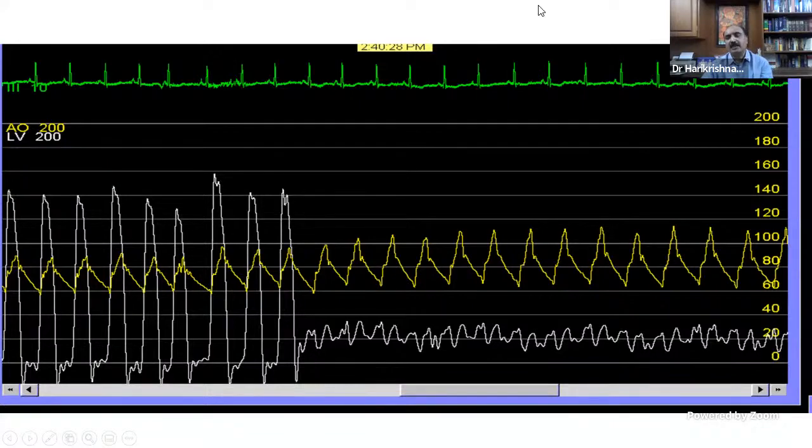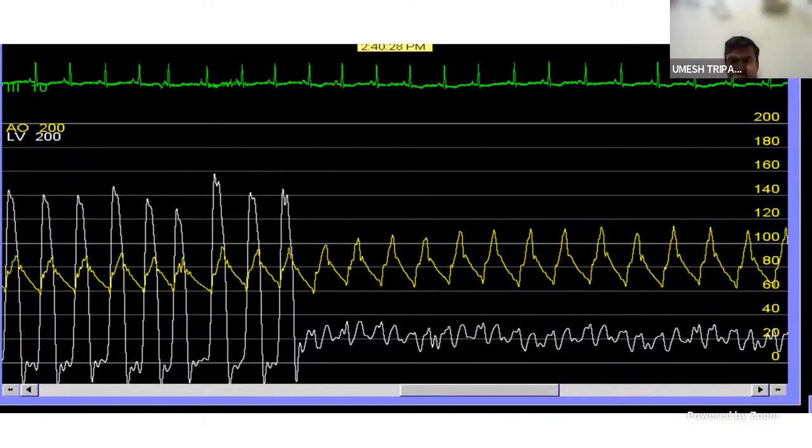Can you tell me what all hemodynamic abnormalities this patient has? It's also one of our patients. Initially there are two tracings, one is aorta. There is a simultaneous pressure tracing of LV and aorta. Very good. Showing a left ventricular outflow tract obstruction.